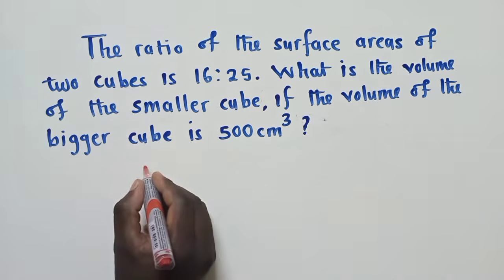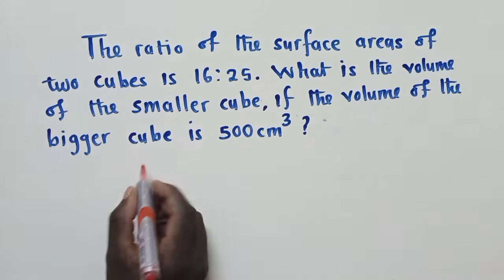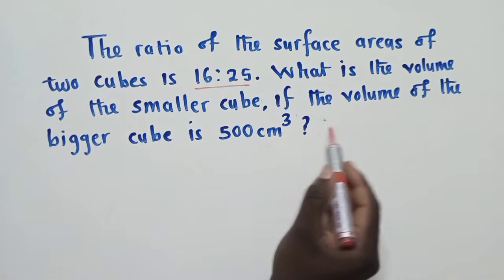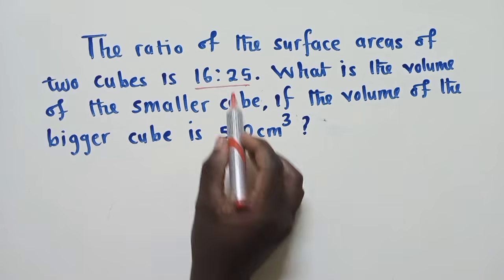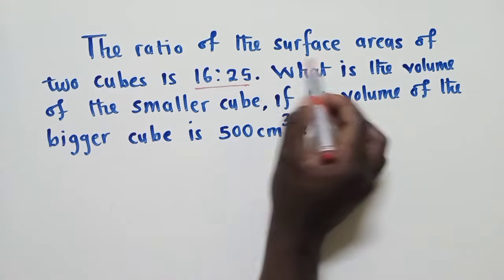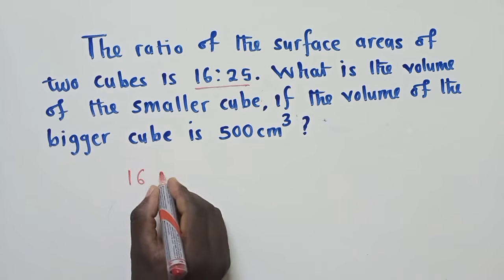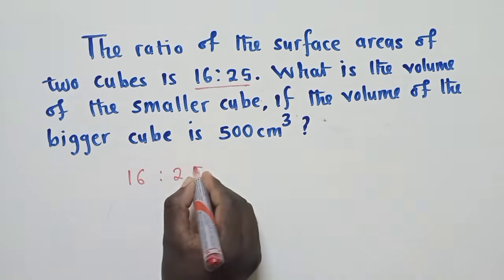We first need to start with dealing with the ratios. We have to change these ratios to the ratios that support the volume. These are for the surface area. So this is 16 to 25 there.